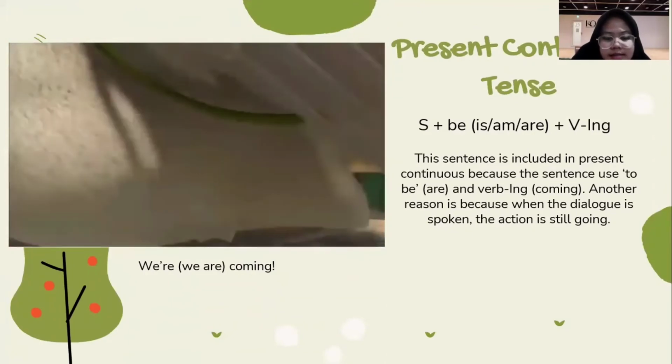The next sentence is, "We're coming." The sentence is included in present continuous tense because it uses to be, "are," and a verb in -ing, "coming." Another reason is that when the dialogue is spoken, the action is still going.